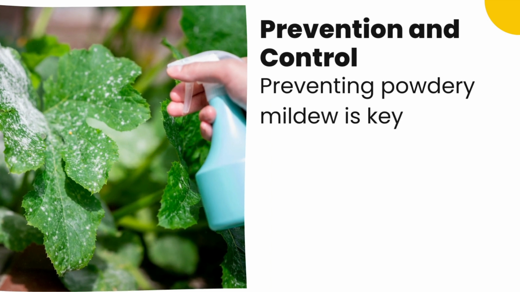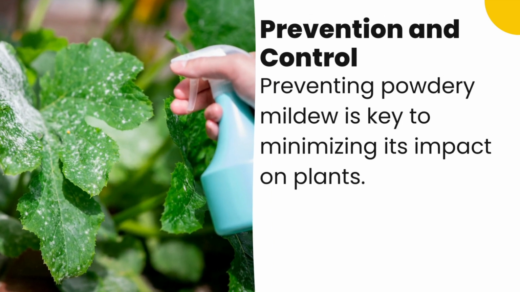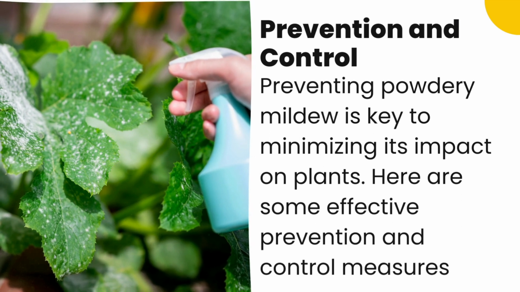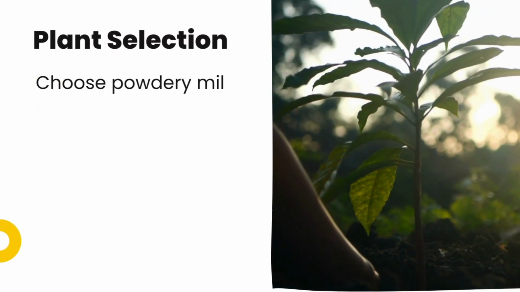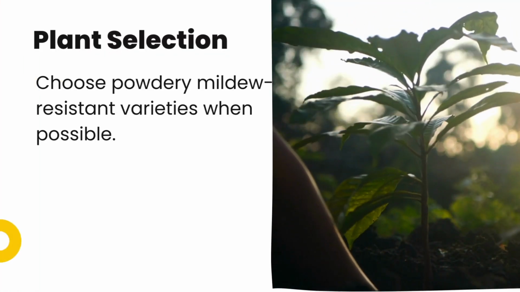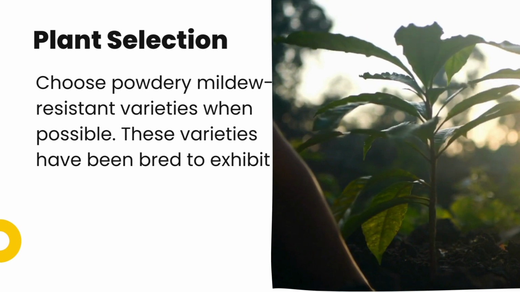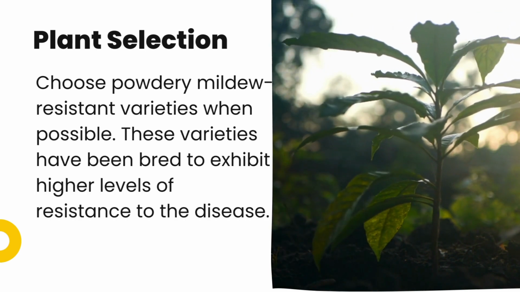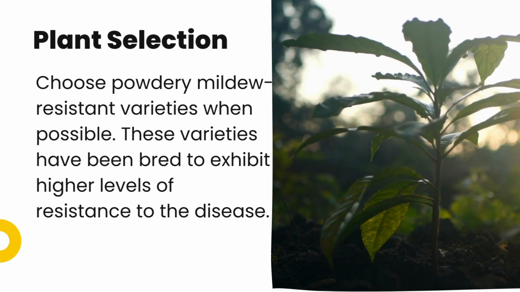Prevention and control. Preventing powdery mildew is key to minimizing its impact on plants. Here are some effective prevention and control measures. 1. Plant selection. Choose powdery mildew-resistant varieties when possible. These varieties have been bred to exhibit higher levels of resistance to the disease.